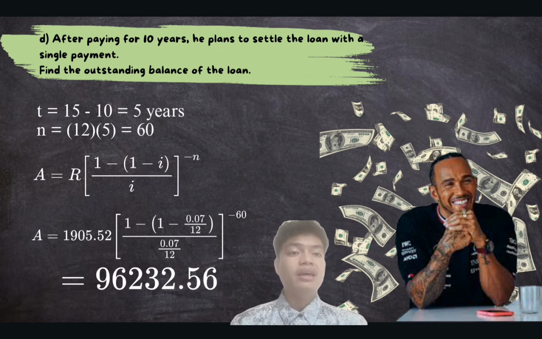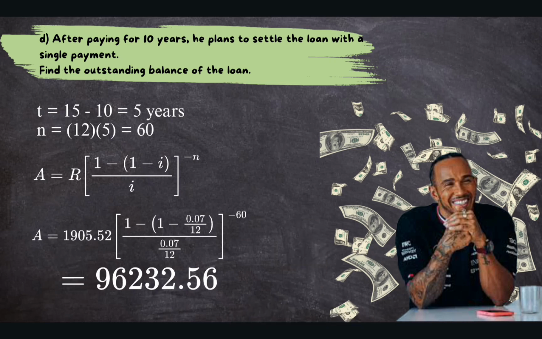After we find the numbers, we can insert all the data in the formula, which in this case is A equals R, big bracket 1 minus small bracket 1 minus i close the small bracket divided by i, close big bracket, powered by negative N. Afterwards, we insert all the given numbers in there, in this case R is 1,905.52, and N is 60 because we multiply 12 by 5 to get 60, and then we get the final answer of 96,232.56.